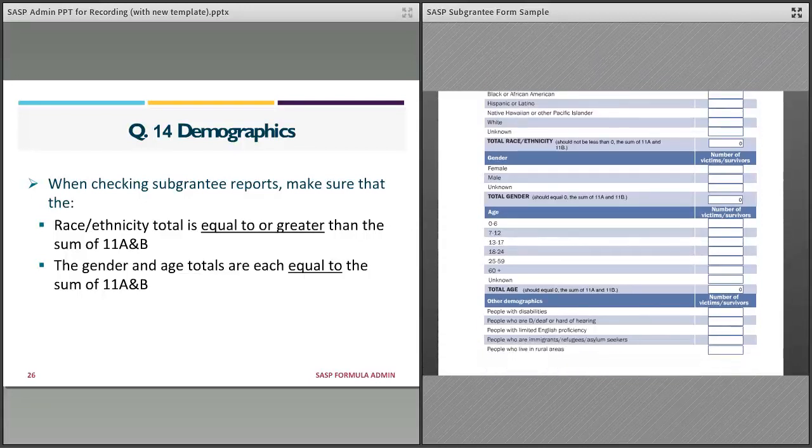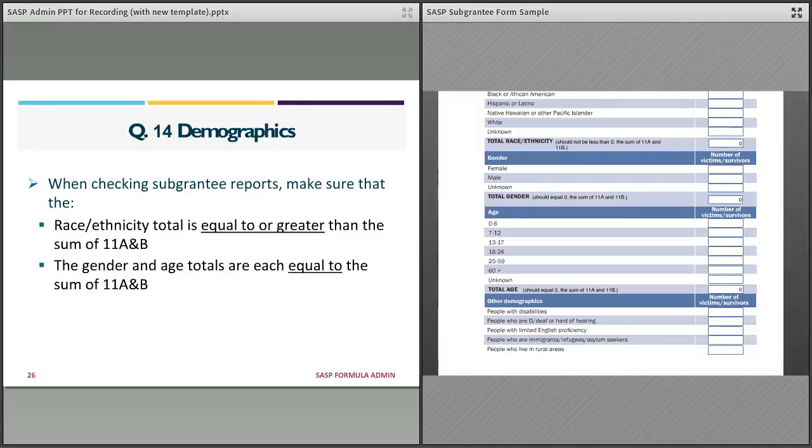Just as a note, subgrantees should collect this demographic data to the best of their ability. There will be cases in which collecting this data will create a barrier to service for a victim or could violate client confidentiality. The victim's safety and well-being should always be the primary consideration. If subgrantees are not able to obtain demographic information for a victim, they should report that victim in the unknown categories in question 14.